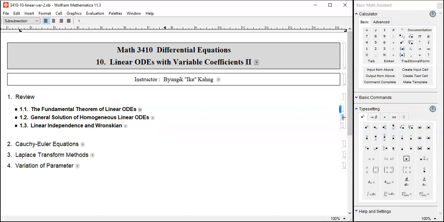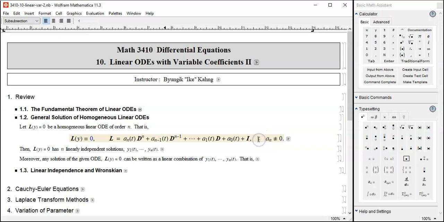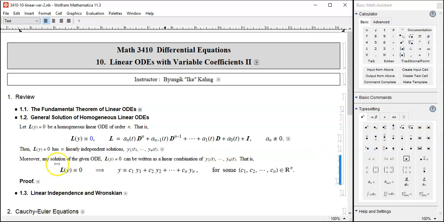Next, let's move on to the homogeneous case. Given a homogeneous linear ODE of order n, we can always find n linearly independent solutions, y1 through yn. And furthermore, this family, y1 through yn, generates the entire solution space. That is, for any solution of the original homogeneous linear ODE, L of y equals 0, that solution can be written as a linear combination of y1 through yn, like this. And also vice versa. Any linear combination is a solution too, but that's really trivially easy.